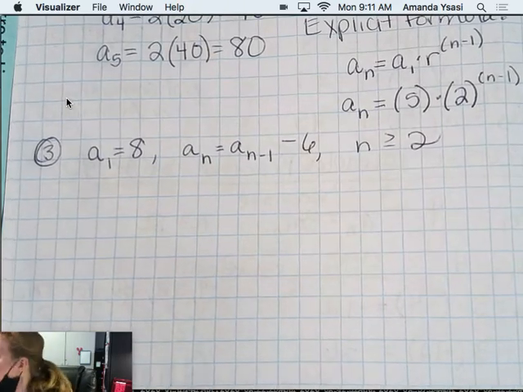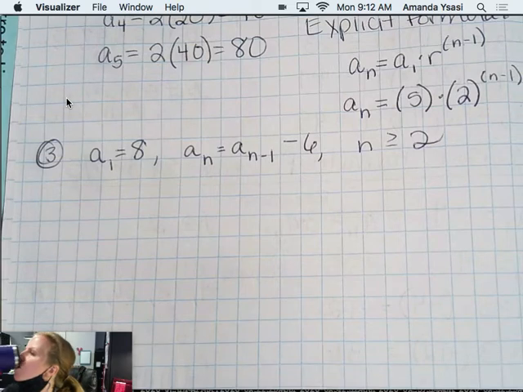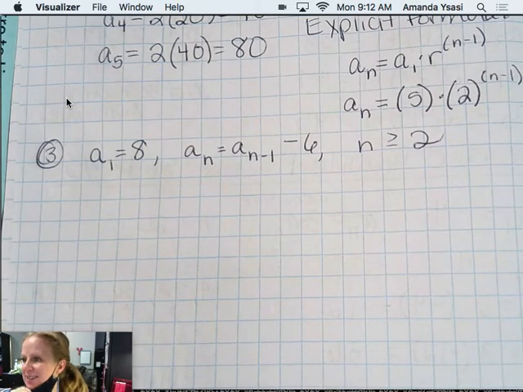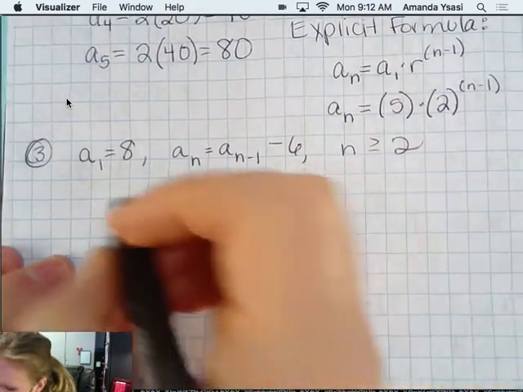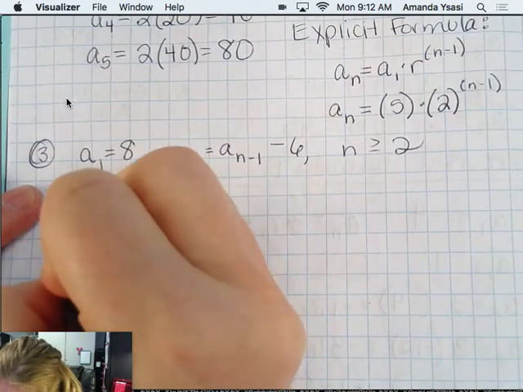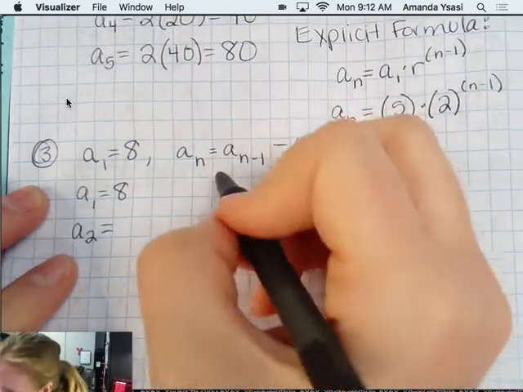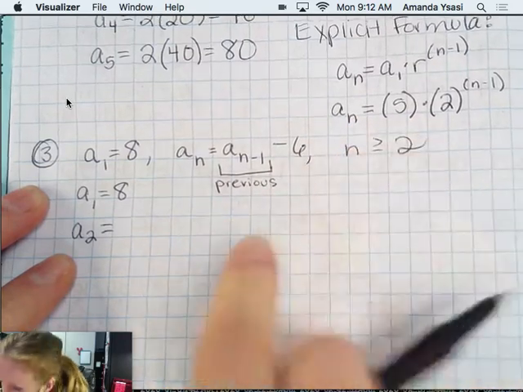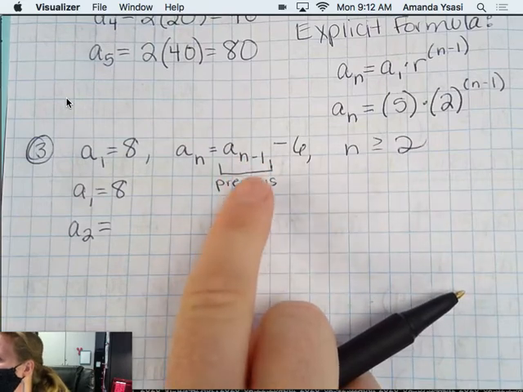No, it's not hard. What's happening to the previous each time? Minus going up. 6. Down. Negative. Down. It's subtracting 6. All right, so let's write A1 equals 8. A2. This recursive formula, remember this is your previous. So let's write previous underneath there. A n minus 1, that's your previous term.